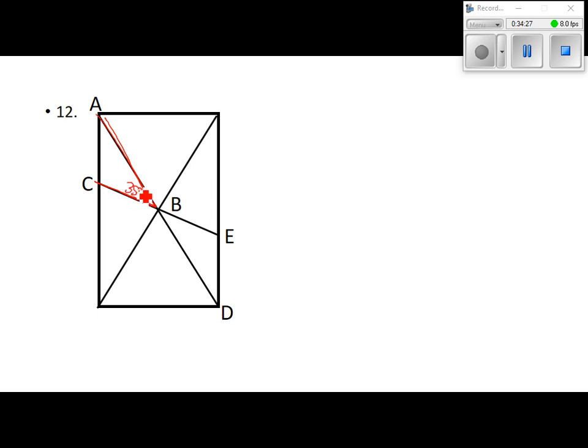As soon as I know that's 35 degrees, before I go any farther, this angle down here has to be 35 because they're vertical angles. Those two angles are vertical angles. So just putting in stuff that I know. Measure of angle BAC, that's this angle right up here, is 29 degrees. Measure of angle ACB, that's this angle, is congruent to angle DEB. DEB, that's this angle.